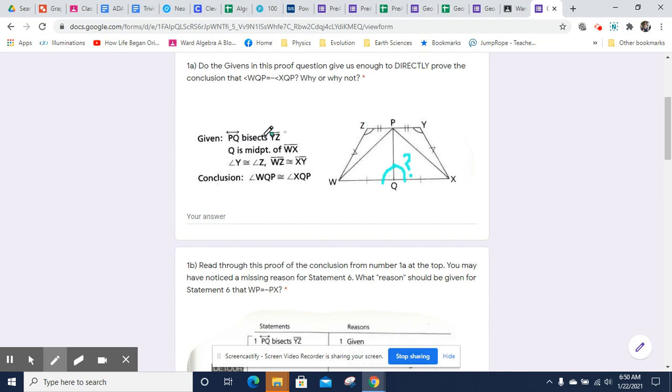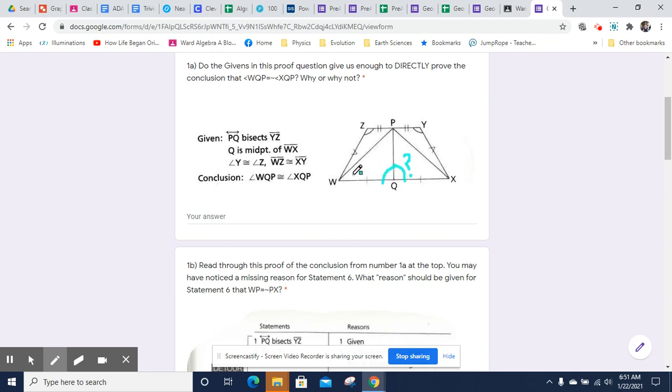Okay, do we have enough information? Well, we're told PQ bisects YZ, which is why we get these marks here and here, which tell us that ZP and YP are congruent. We are told that Q is the midpoint of WX, which also tells us that WQ is congruent to XQ. We're told that angle Y is congruent to angle Z. So there it is, those are marked. And we're told that WZ is congruent to XY. All right. Do we have enough information to prove that these two angles are congruent?